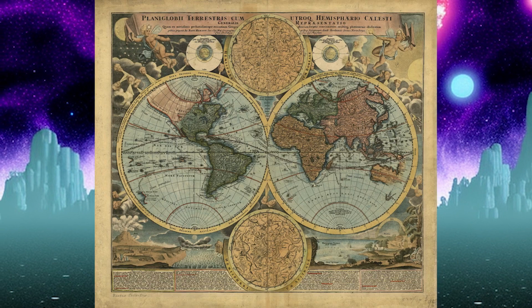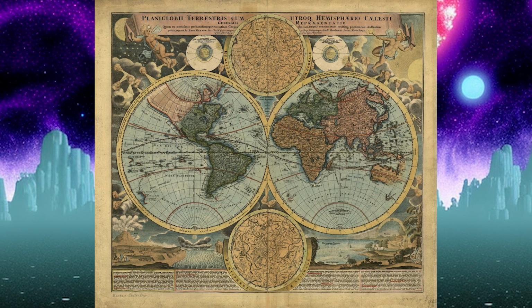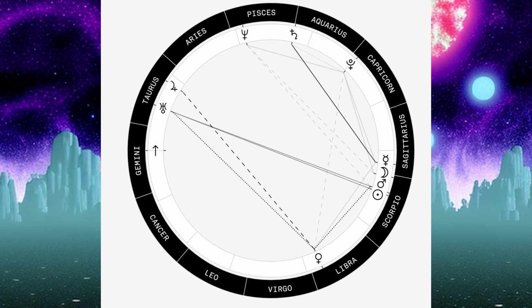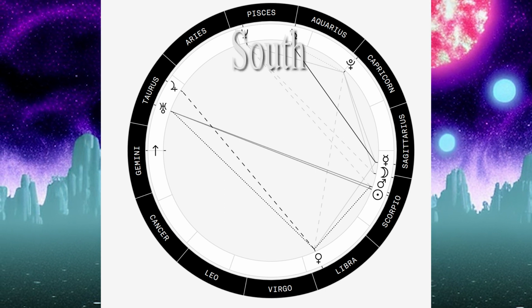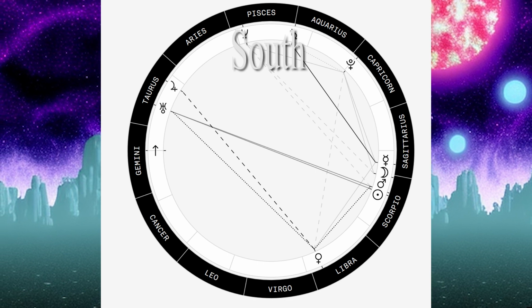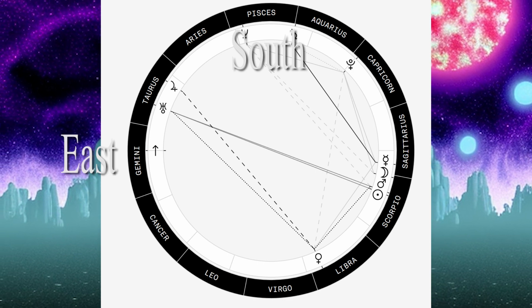Where a topographical map is oriented north, an astrology chart is oriented south, with the left side of the page representing the sun's rising in the east.